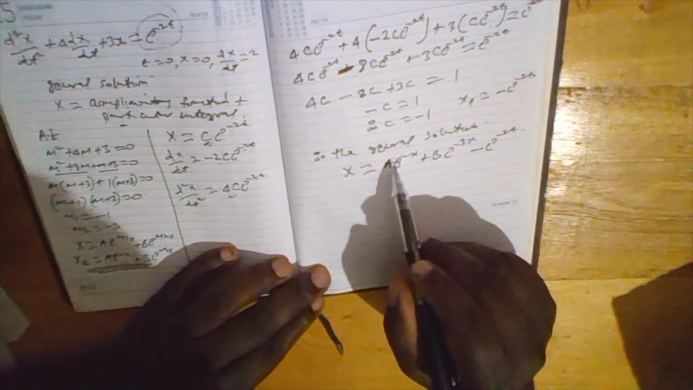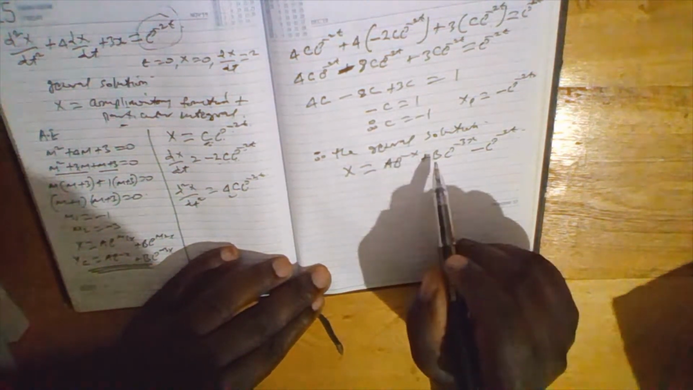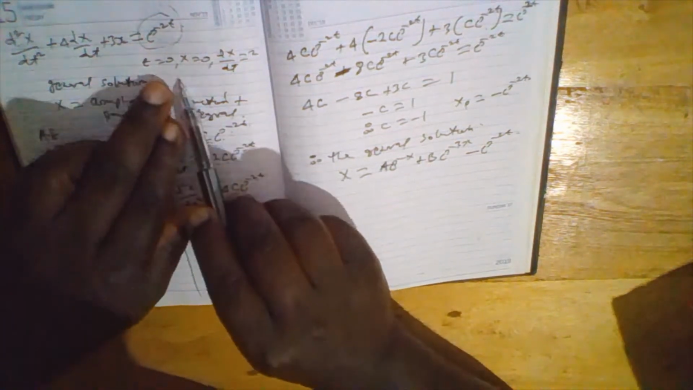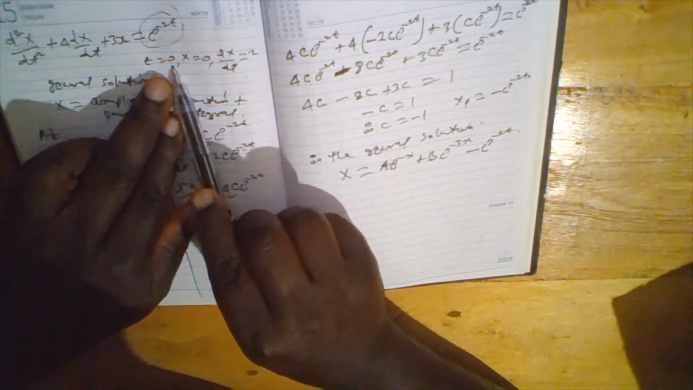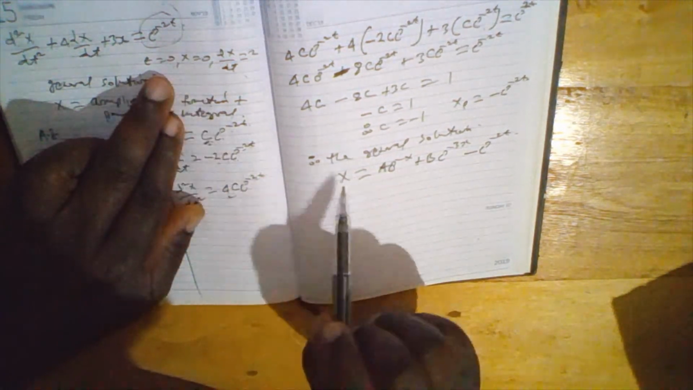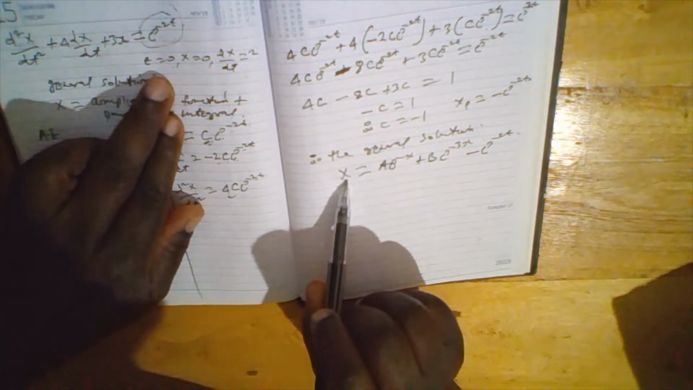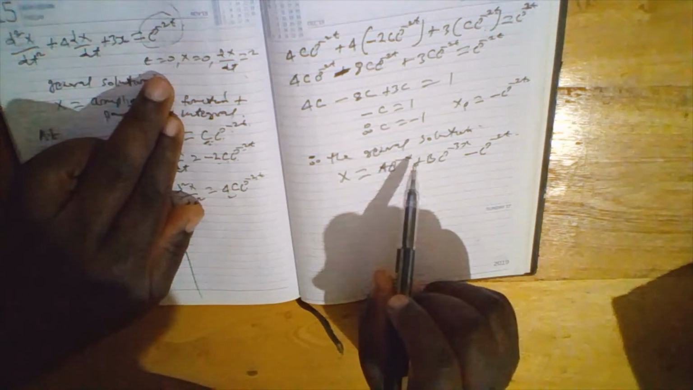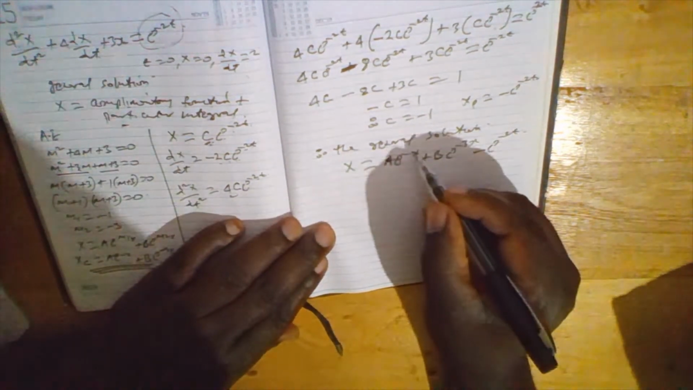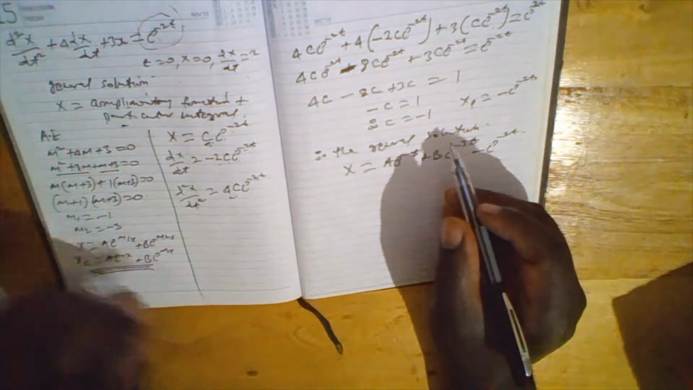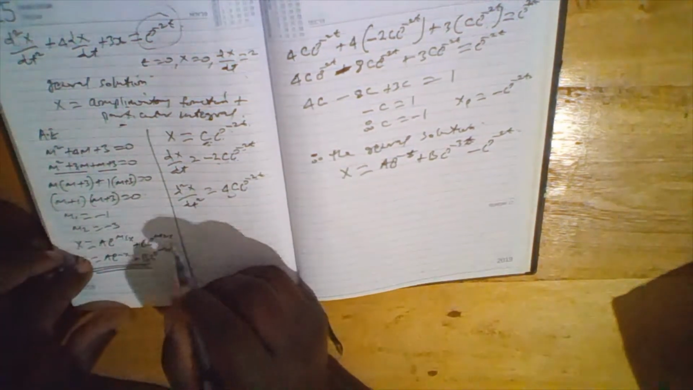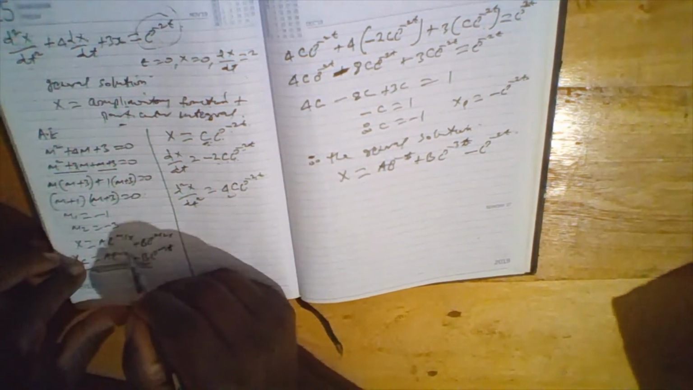Now for us to get the values of the constants a and b, we use the extra information that we've been given, that when t is equal to 0, x is 0. Remember, the variable here is t.